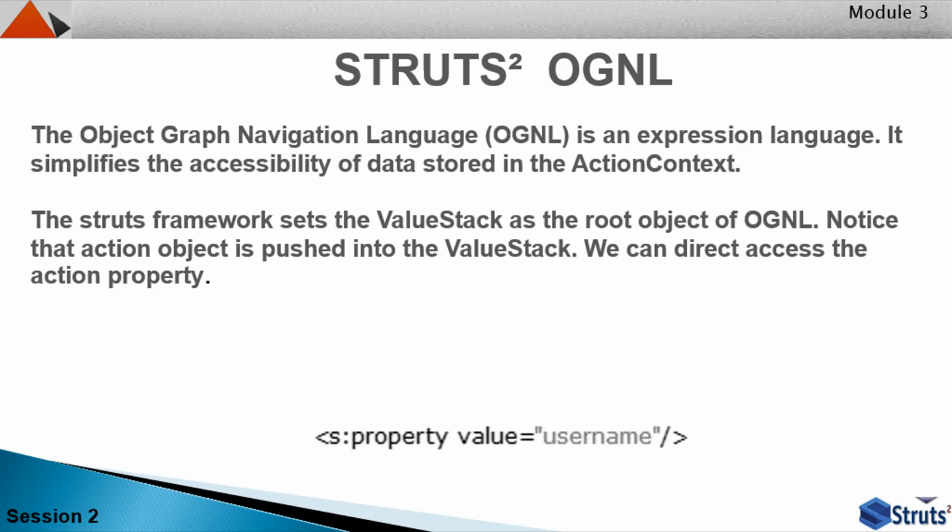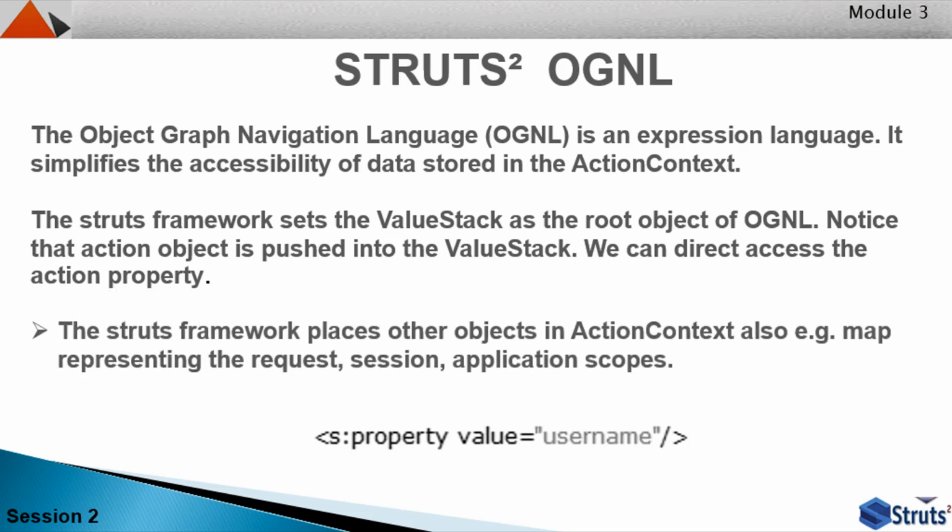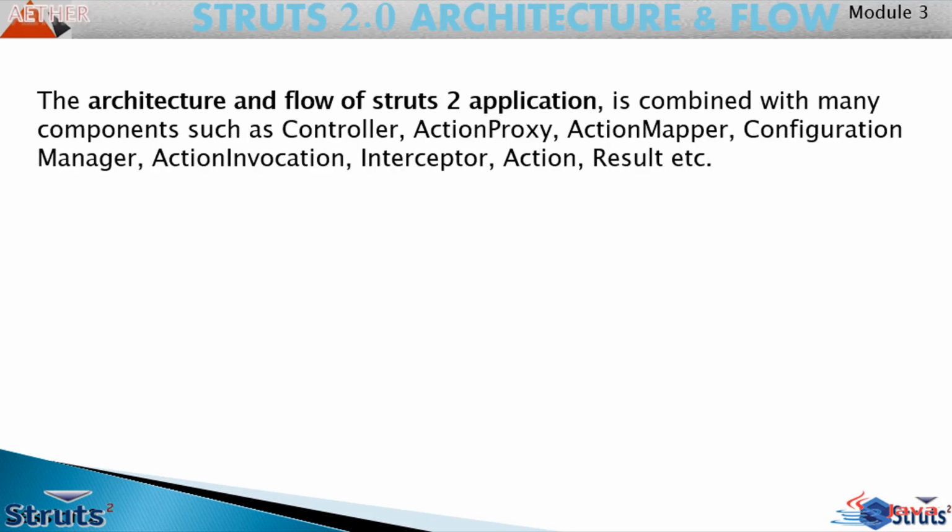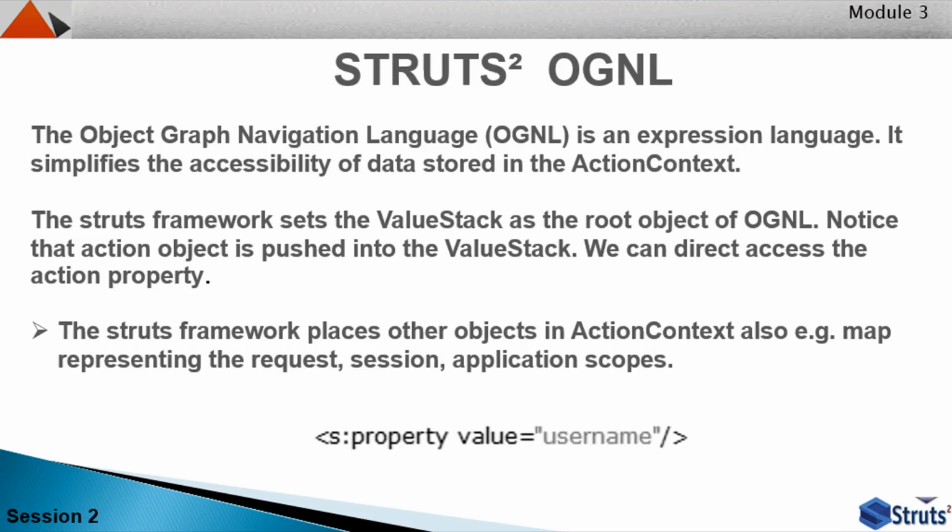The Struts framework places other objects in the action context also, like maps representing the request, session, and application scopes. To get these values that are not action properties, we need to use the # notation. For example, to get data from the session scope, we need to use #session.